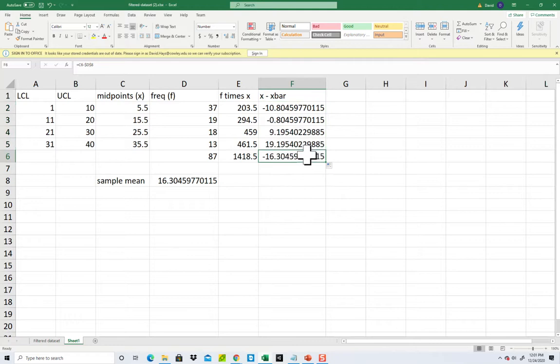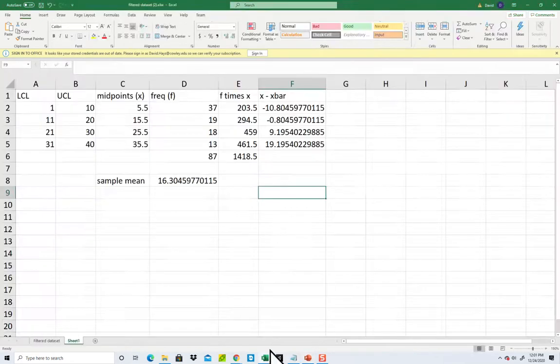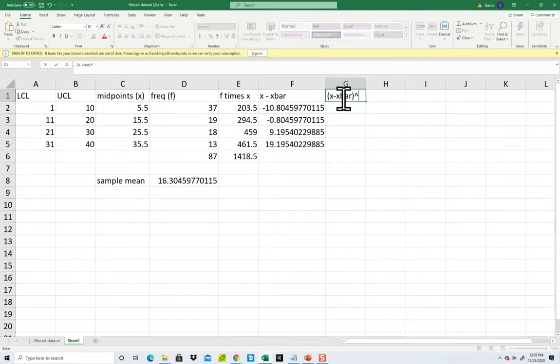Oops, one too many. If we're doing it by hand, it's nothing too hard on that. We're just taking this midpoint, the x, minus our sample mean, not losing any of the decimal places. X minus x bar, and then there's a squared. So we need a column where we square that. So come here, x minus x bar squared. So I'm going to do equals F2 times F2, or you could do caret 2. So that squares it.